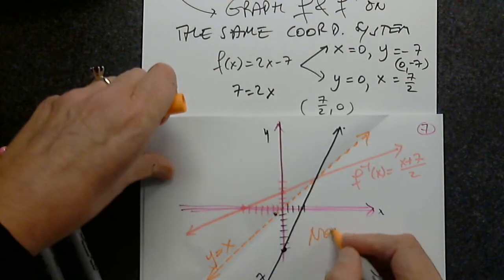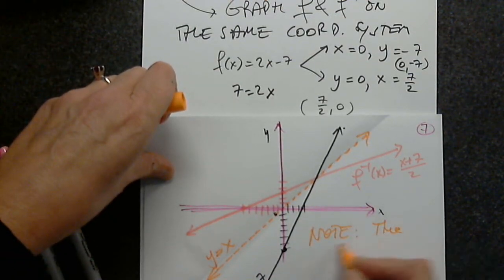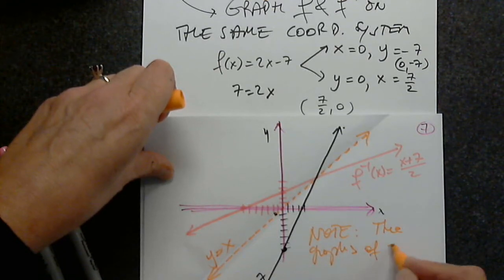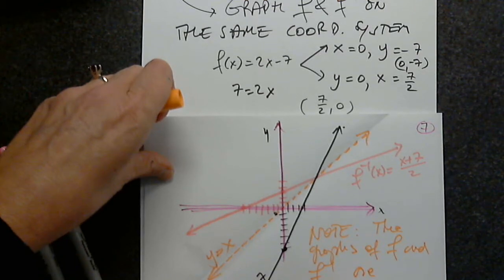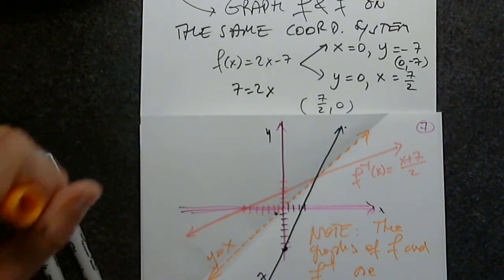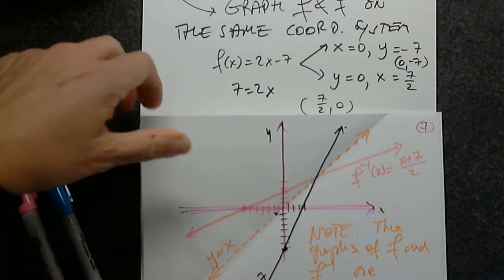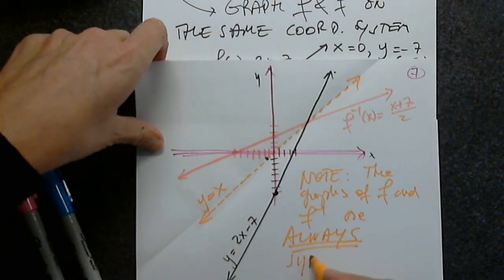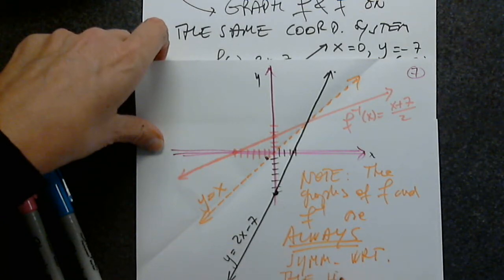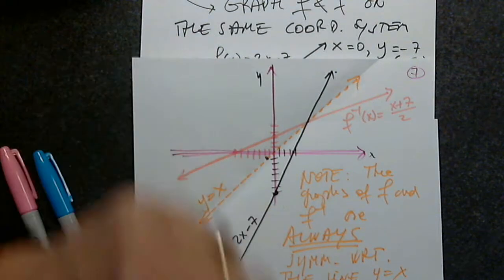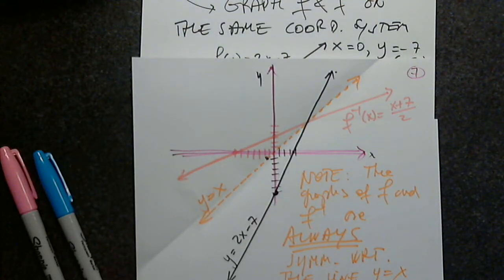So note, the graphs of f and f inverse are always, we're not talking about odd or even functions. I'm only saying that the graphs are always symmetric with respect to the line y equals x. For any function and its inverse, they will be symmetric with respect to y equals x. Very good point. I was going to show this anyway.